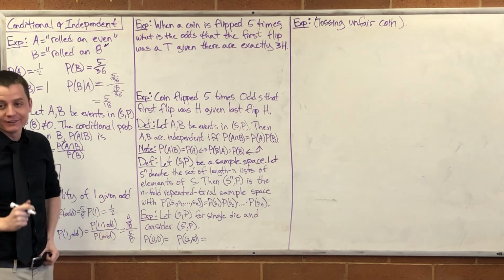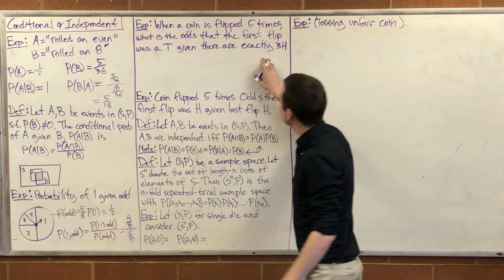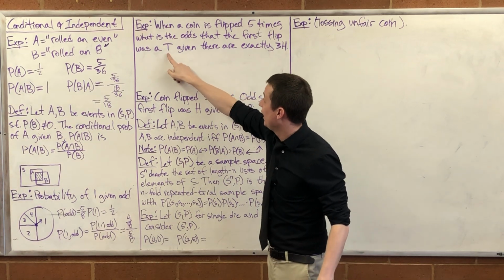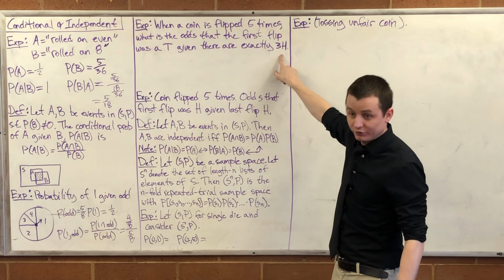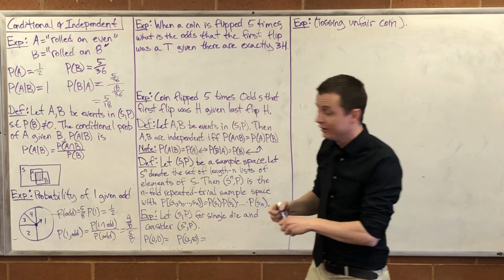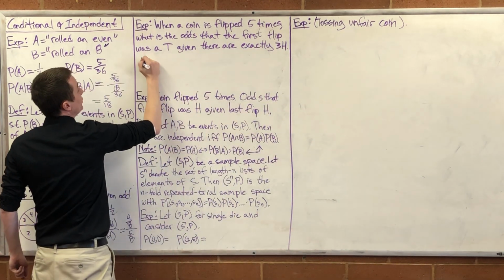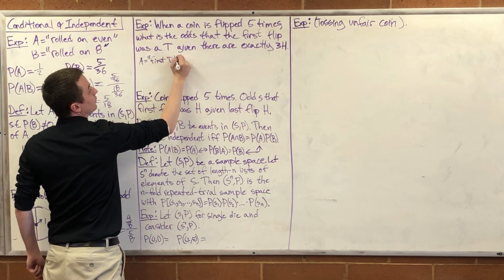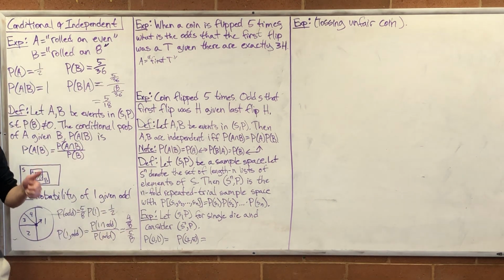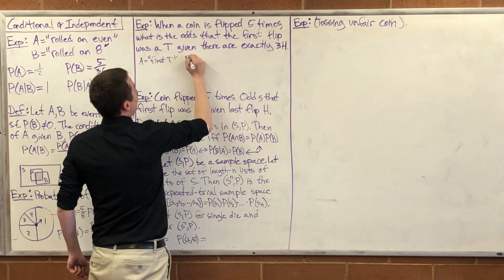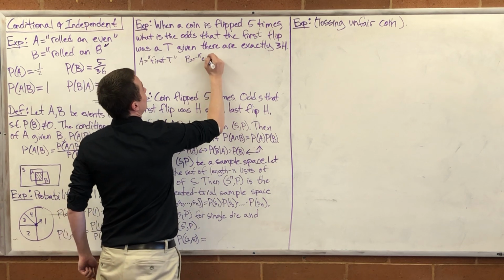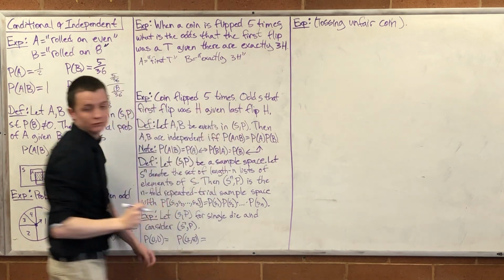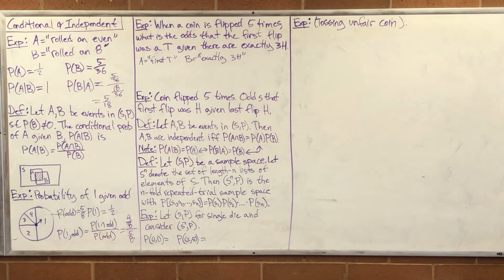Alright, so let's look at this one now that I got you to think about it wrong. What is the probability that the first flip is a tails, given that there are exactly 3 heads? Let A be the event that the first flip is a tails. There's 5 flips total. And B is exactly 3 heads inside the flips, or exactly 2 tails, however you want to think about that.